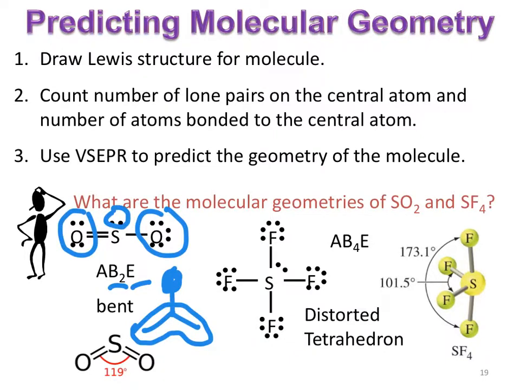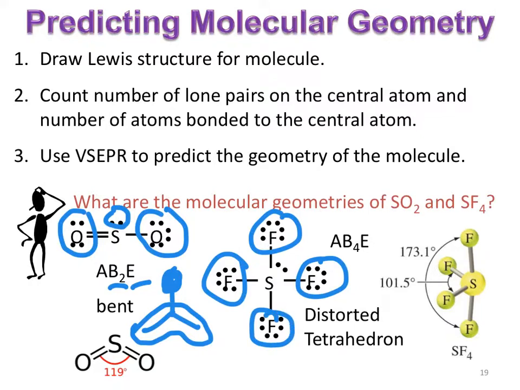With sulfur tetrafluoride, we're going to count them: 1, 2, 3, 4 bonded atoms. That's the 4 in the AB4. There's a lone pair on the sulfur. That's the E. AB4E comes in the trigonal bipyramidal class electronically.